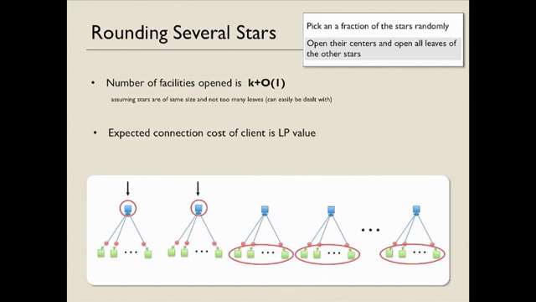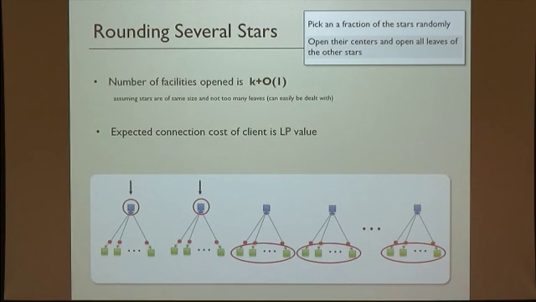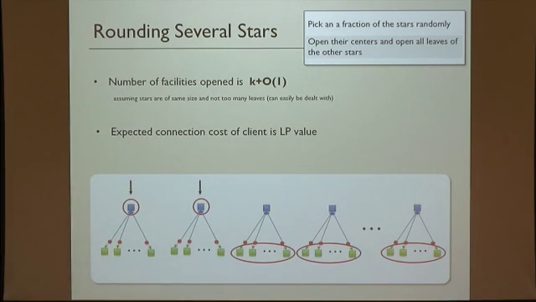Pick an A fraction of the stars randomly. Maybe I pick this fraction. For those, I open the center, and for the other ones, I open all the leaves. Then the number of facilities is k plus a constant, because of some rounding problems. But this is assuming stars are of the same size and not too many leaves. It gets more complicated if you have a different number of leaves for every star, but let's not worry about that. We might have many stars, so we have to be careful. We pick uniformly at random an A fraction of the stars.